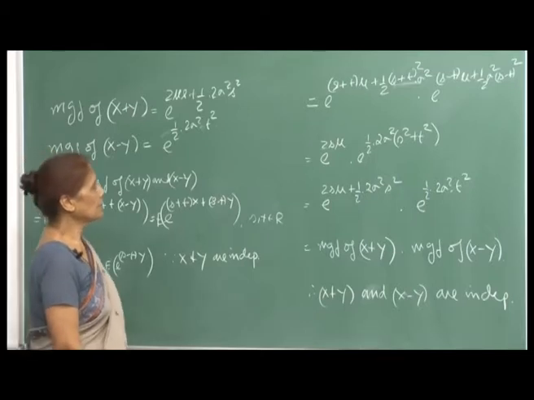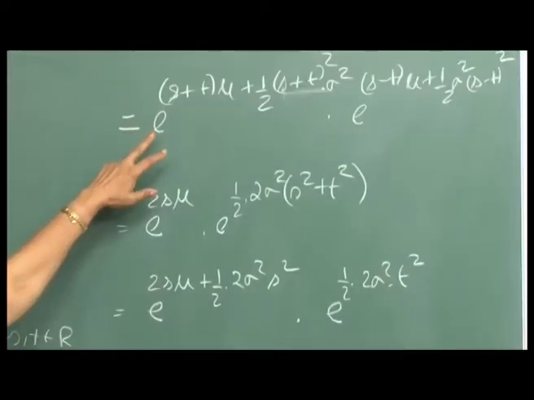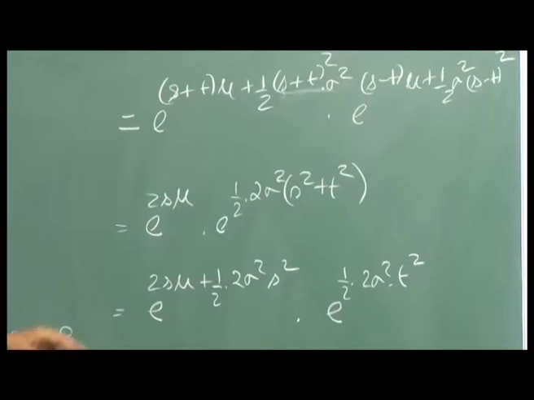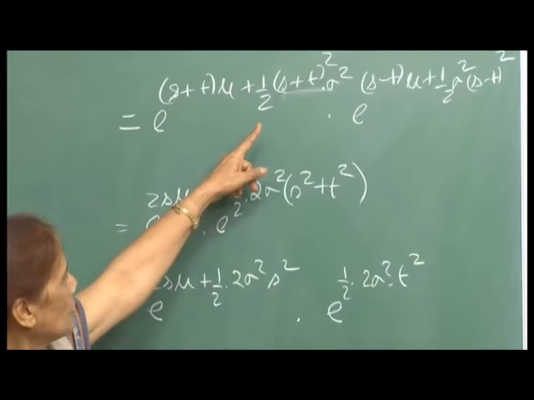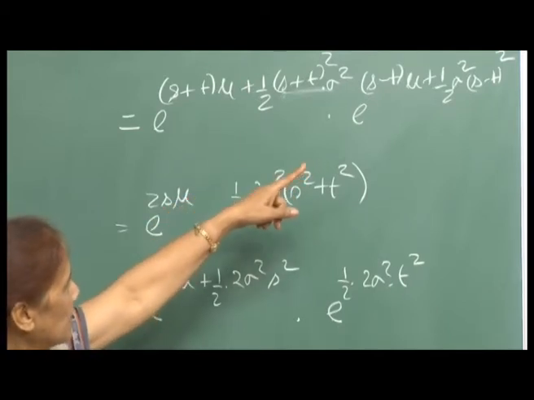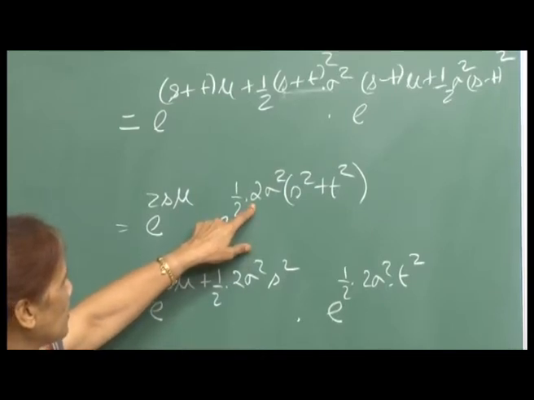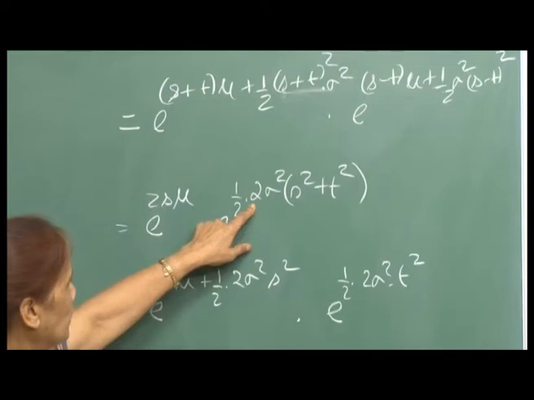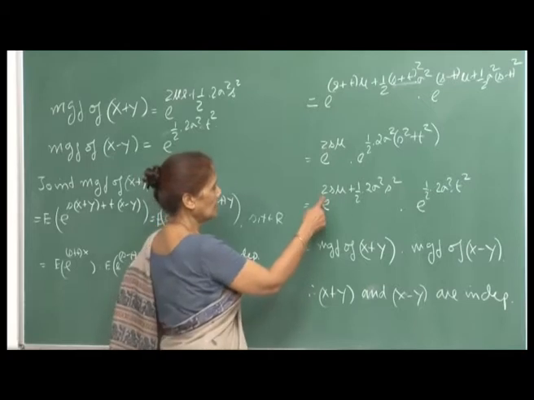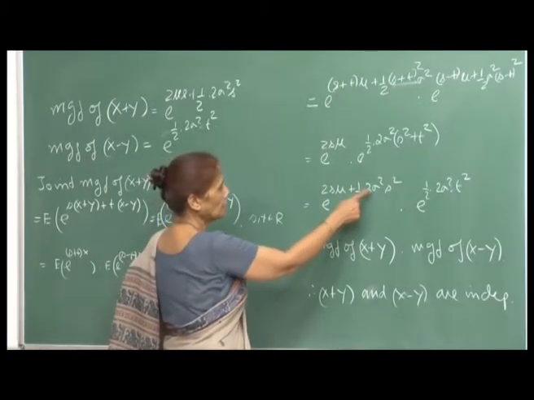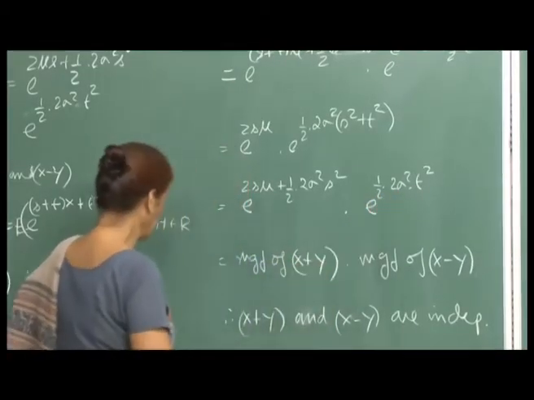And then we just rearrange the terms and simplify the expression. So, (s plus t) mu and (s minus t) mu will become 2 s mu. And here the product terms will cancel out, the 2 s t and the minus 2 s t will cancel out, and it will be e raised to half into 2 sigma square (s square plus t square). So, now again I collect the s terms. This is e raised to 2 s mu plus half into 2 sigma square s square, and this is e raised to half into 2 sigma square t square.